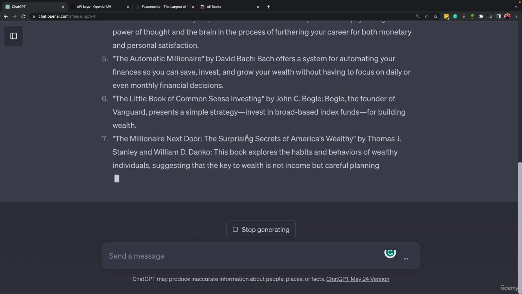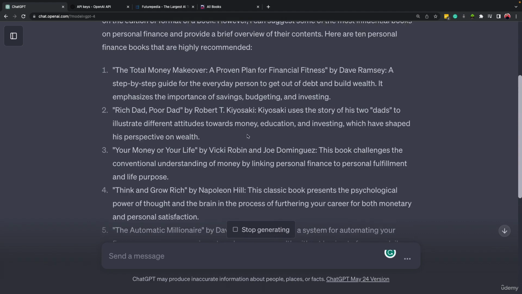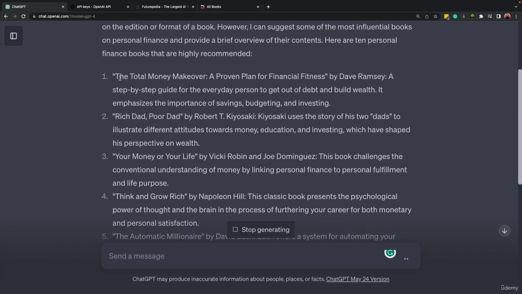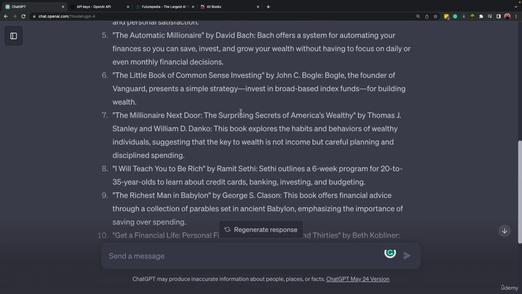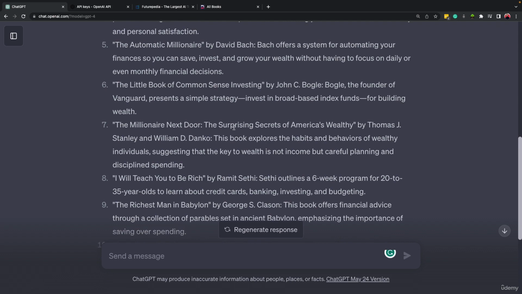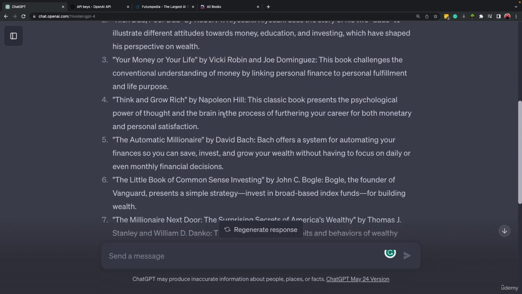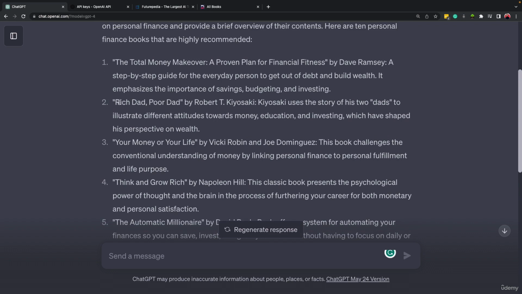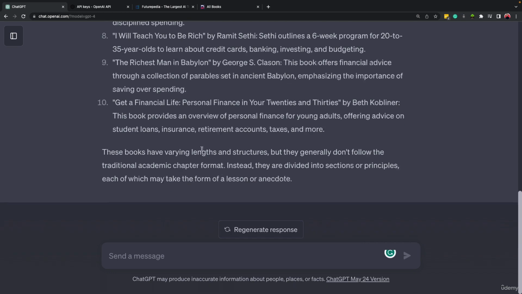I have tried this a lot over the past couple of months. So here we have different books about personal finance, for example, Rich Dad Poor Dad by Robert Kiyosaki. Now, as you can see, in none of them did it mention the number of chapters. But anyway, we are going to push it further. For example, let's take Rich Dad Poor Dad by Robert Kiyosaki. I'm just going to copy the whole name and come here and tell ChatGPT to teach us the content of this book.